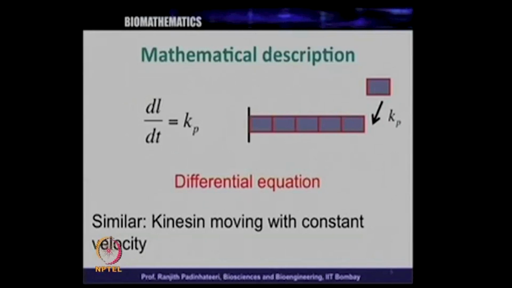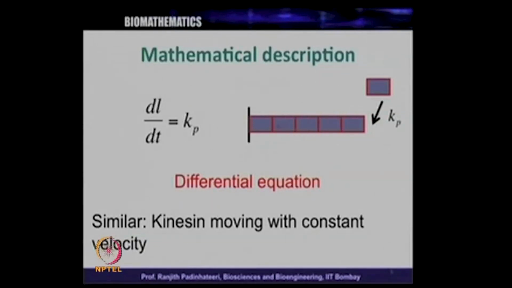We can say the mathematical description will have something like this, where dl by dt is equal to Kp. This is what is written here. Now, what does this mean? dl by dt, as we saw, means the change in length dl when the time changes by an amount dt. So, when the time changes by dt, the length will change by an amount dl, and this happens with a rate Kp. That is what it means.